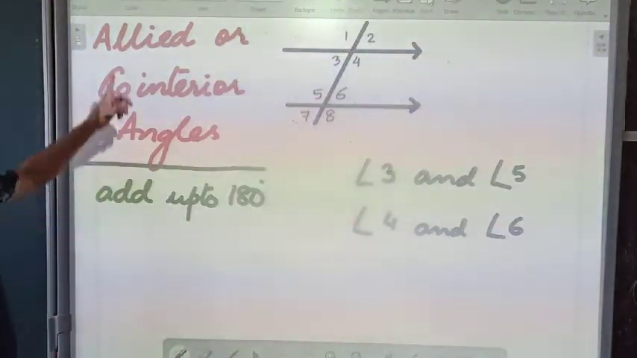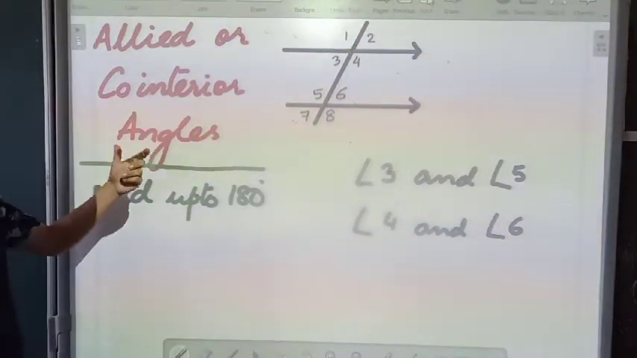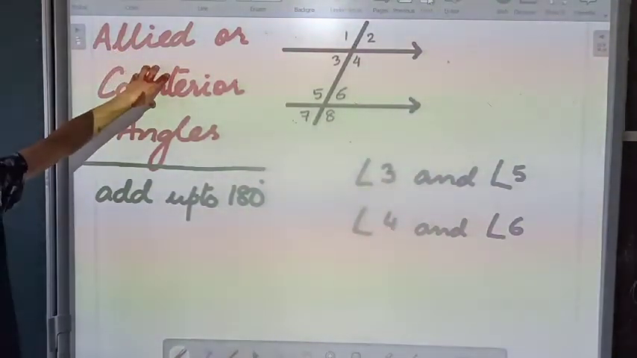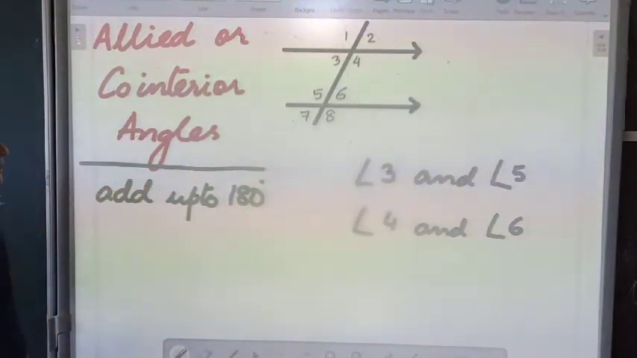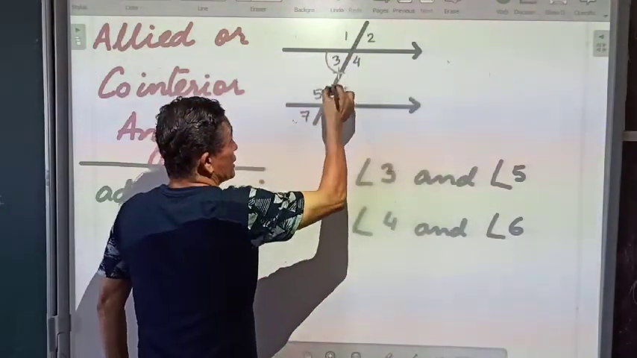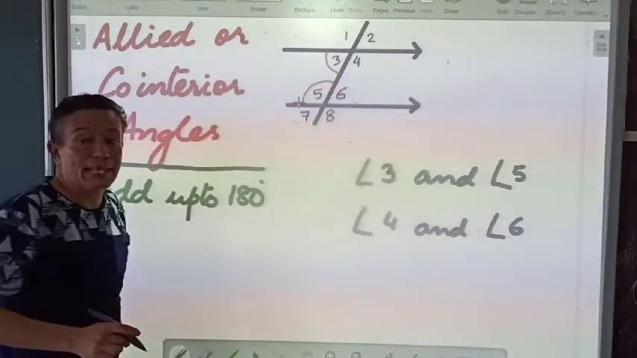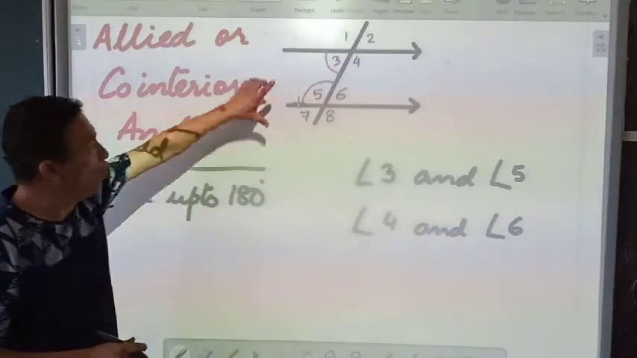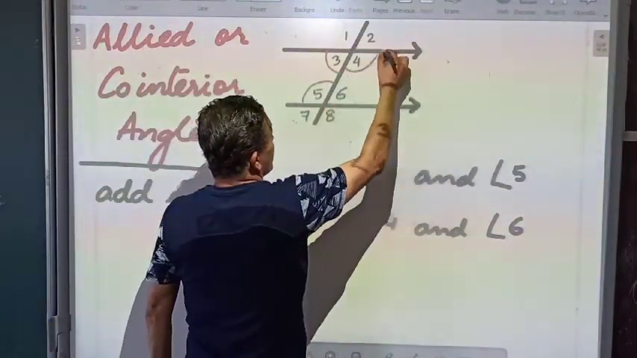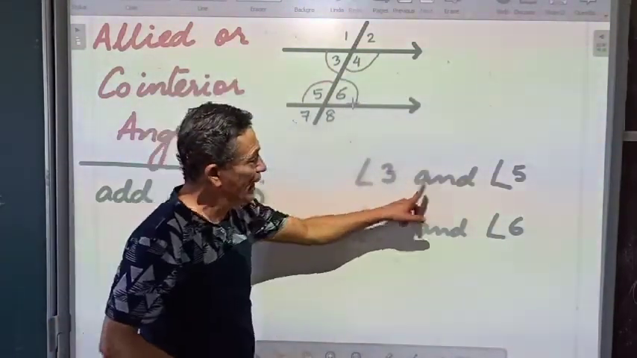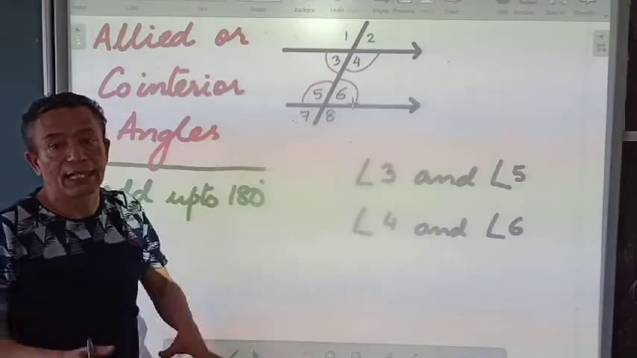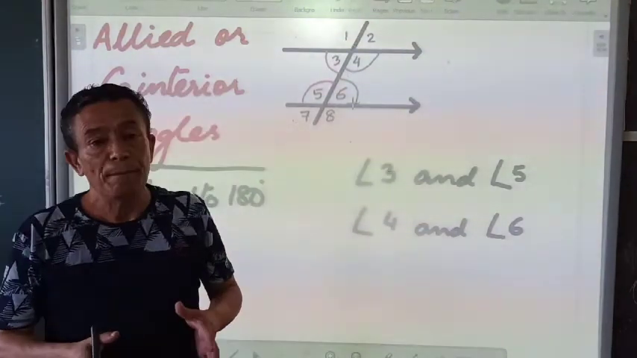Next one, allied or co-interior angles. It may be called allied angles or it may be called co-interior angles. Now what are these? These are the inside ones but on the same side. Inside ones on the same side. Similarly, 4 and 6, 3 and 5. So these are the different types of angles in a parallel line.